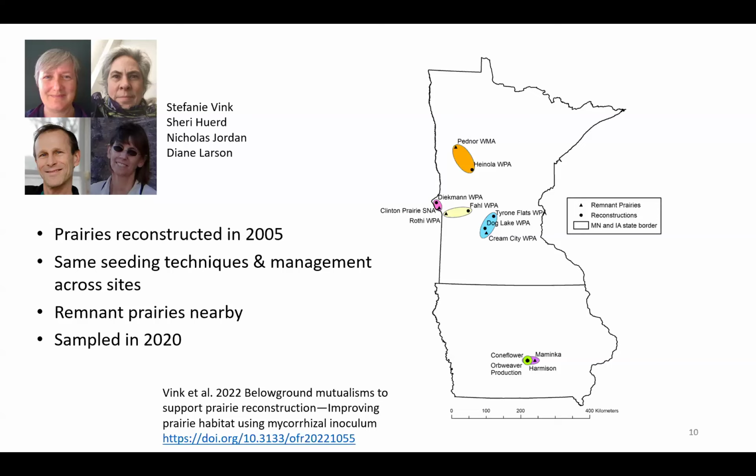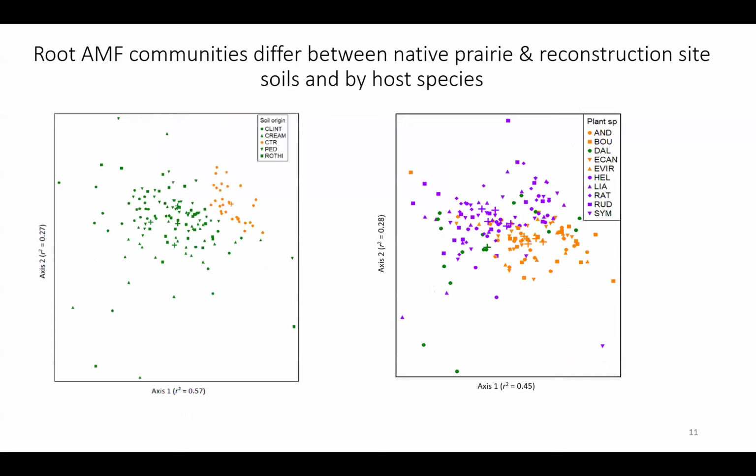Sometimes we have two reconstructions and then a single remnant prairie in one of these groups. These are samples of AM fungal communities, and essentially the closer together two points are on those graphs, the more similar those communities are. On the left-hand side, I'm showing you the origin of the soil that these plants were planted in. If it's in green, these are remnant prairies, and if it's in orange, these are reconstructions.